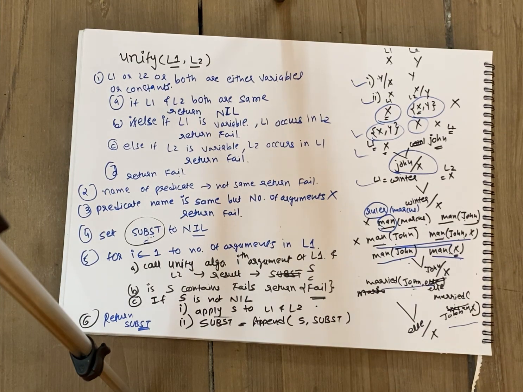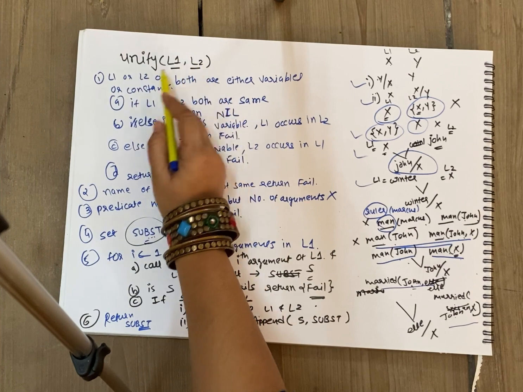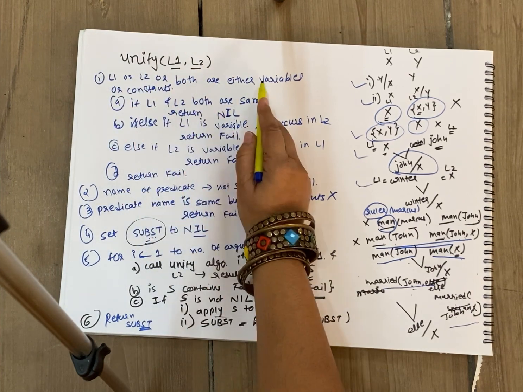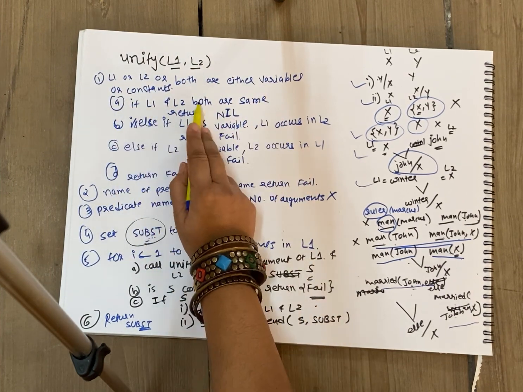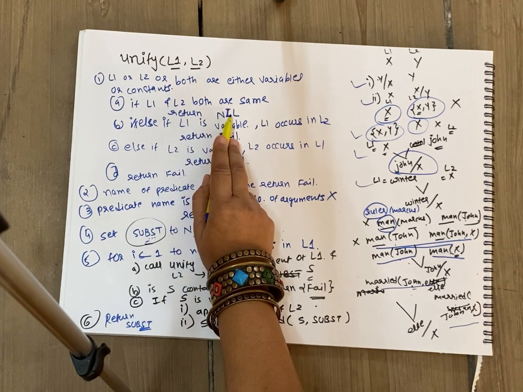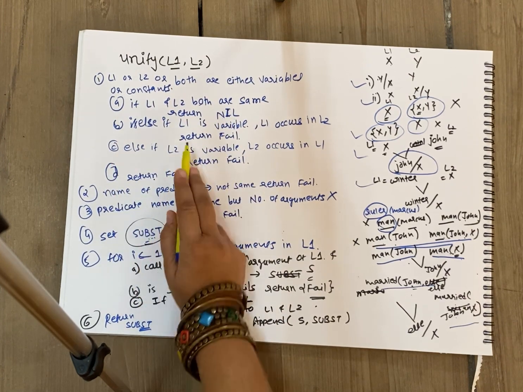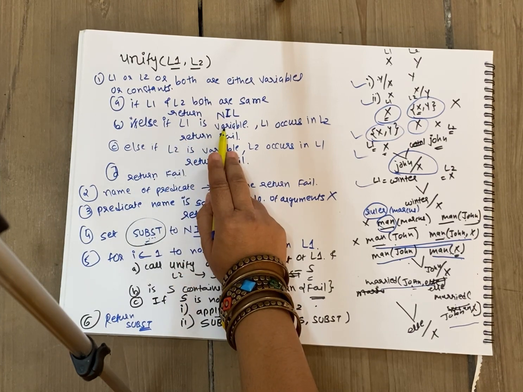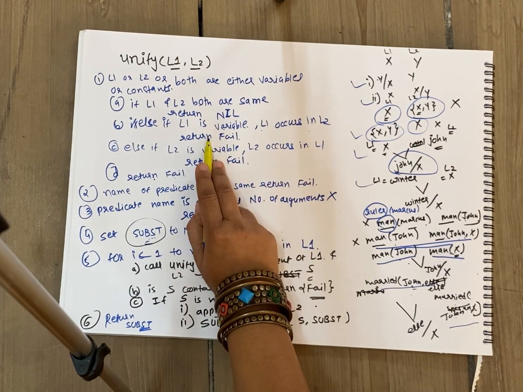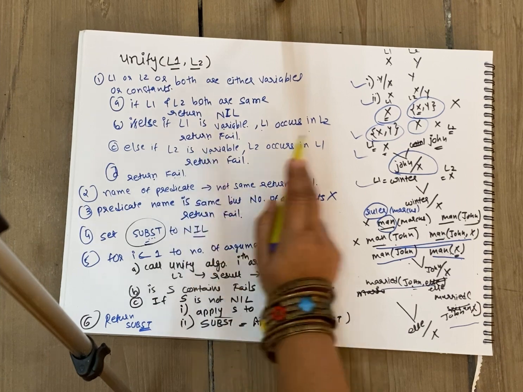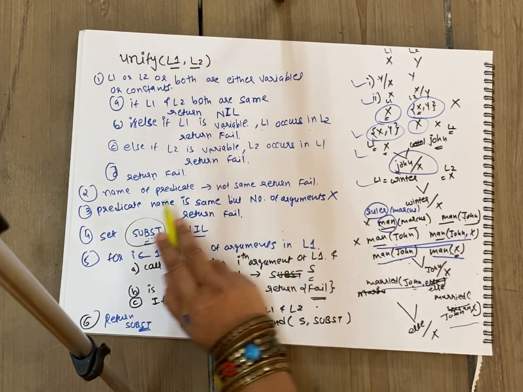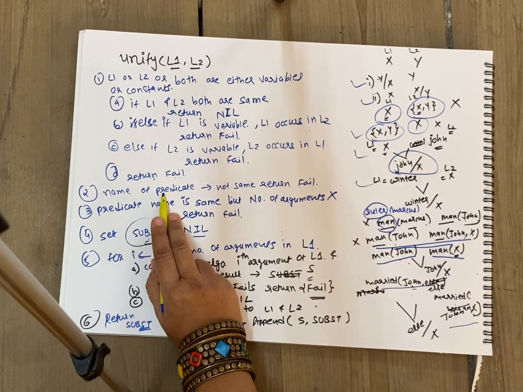So let us quickly discuss what we have already done in unification. If L1 or L2 both are either variable or constant, then we will check that both are identical. If they are identical, then nil. If they are not identical, return fail. If L1 is a variable, then we will check whether L1 is part of L2. If so, return fail. If L2 is a variable, then check whether L2 is part of L1. If so, return fail. If not and they are predicates, then what are we going to do?